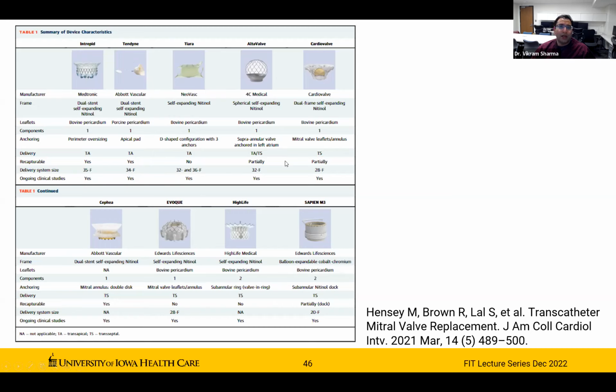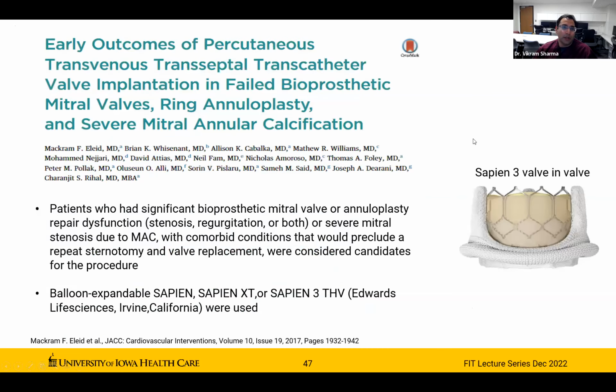And one of the unique valves is the Alta valve. It has a spherical anchor that fits into the left atrium. So this valve is anchored in the left atrium rather than at the level of the mitral annulus, which is something pretty unique about this. And then there's the Evoke, which is a self-expanding valve. There are other valves as well which are listed here.